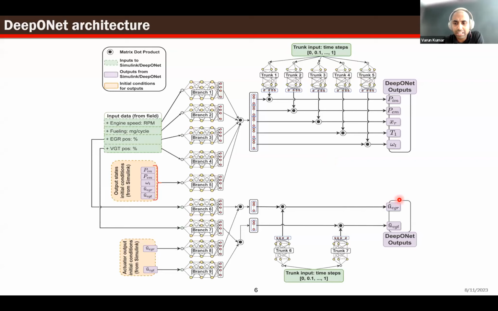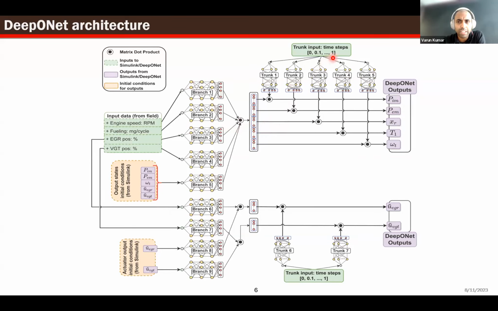And that's mainly because these actuator signals don't really depend on engine speed and fueling. If you look at the equation, they're dependent on the EGR and the VGT position alone. And that's why these can be considered as a separate DeepNet by themselves. We have a total of 5 branches for the 5 outputs that I show here.